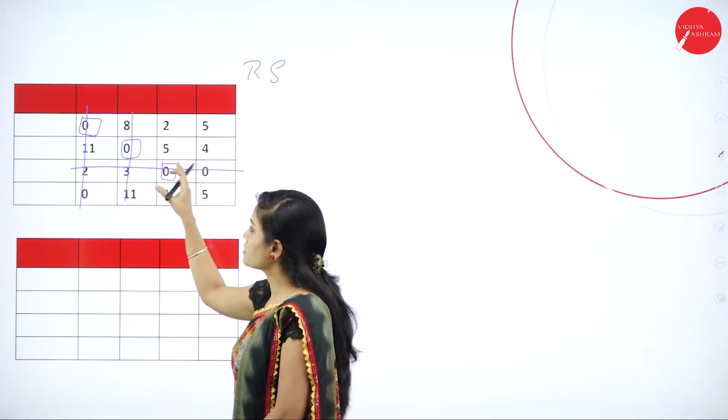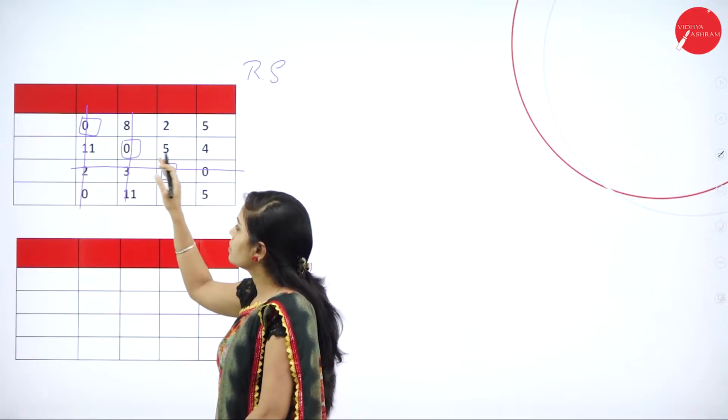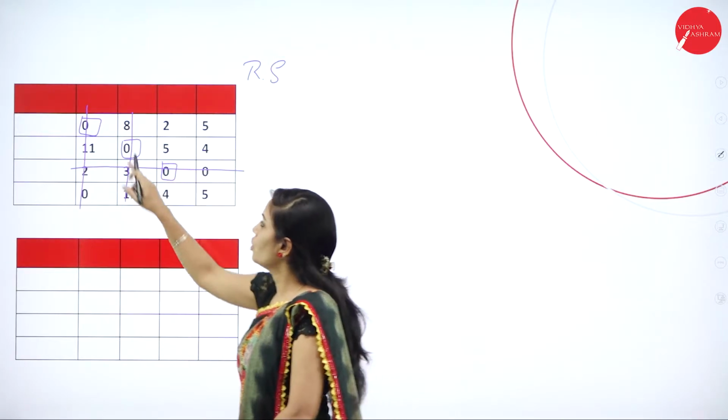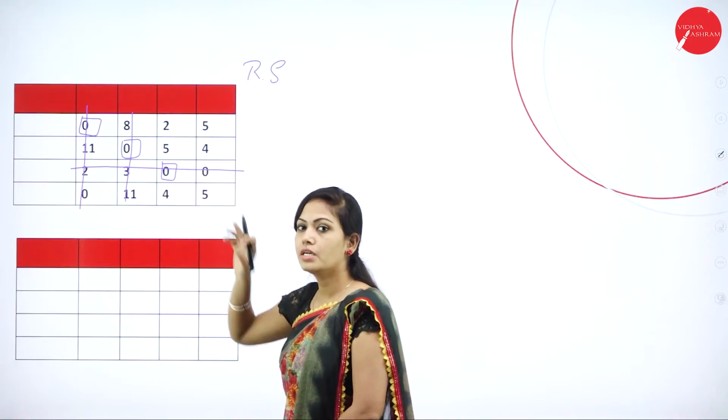Now you can observe this matrix. How many squares are marked? So 1, 2, 3. 3 squares are marked.